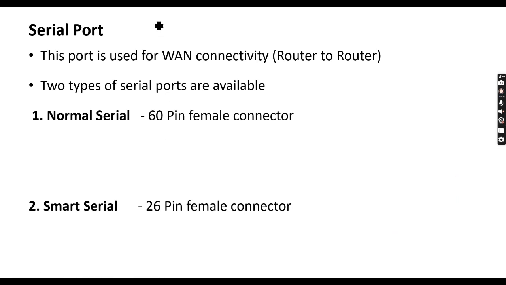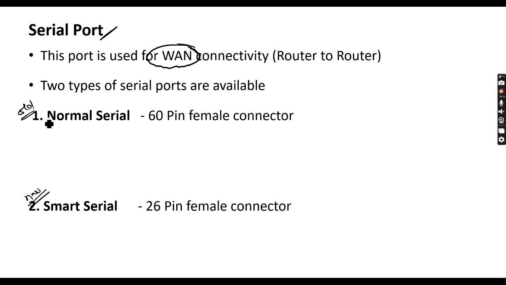Now moving ahead, next we have the serial, which is all about your WAN. So router to router connectivity is nothing but your WAN connectivity, and we use the serial interfaces itself to connect them. There are two types of serial interface you have. One is your normal serial, which is the old one, and one is your smart serial, which is the new one that we have.